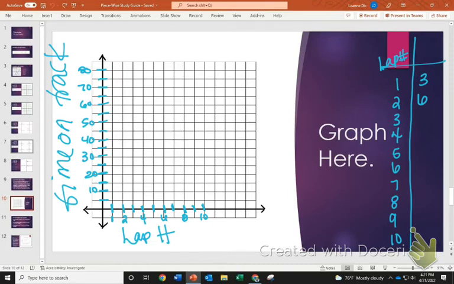Then the problem says the next 2 laps, so that's lap 3 and lap 4, are 5 minutes apiece. So if I've already been exercising for 6 minutes after lap 2, and I add an additional 5 minutes for lap 3, and then an additional 5 minutes for lap 4, well, now I'm at 16 minutes, okay? Then they say the next 2 laps are 7 minutes apiece, because I'm slowing down, I'm getting tired. So 16 plus 7 gives me 23, and then 23 plus 7 gives me 30, because now each lap takes 7 minutes for me to complete.